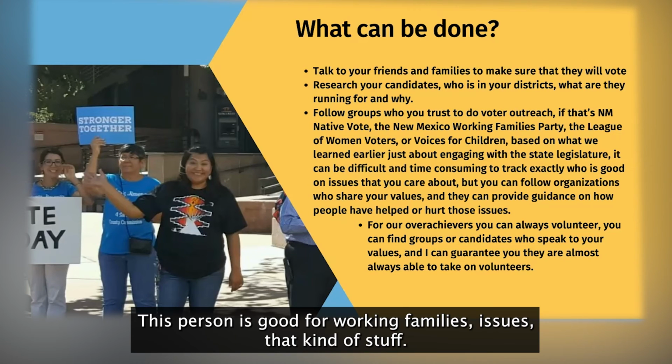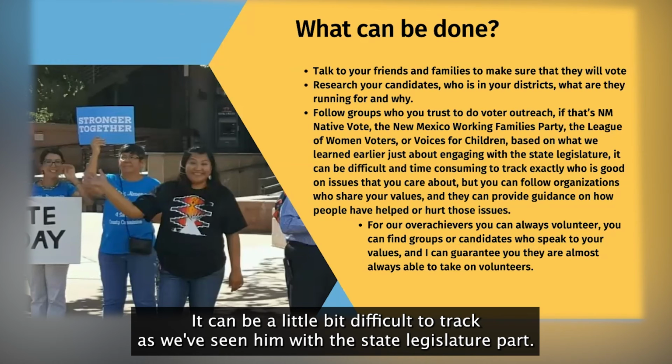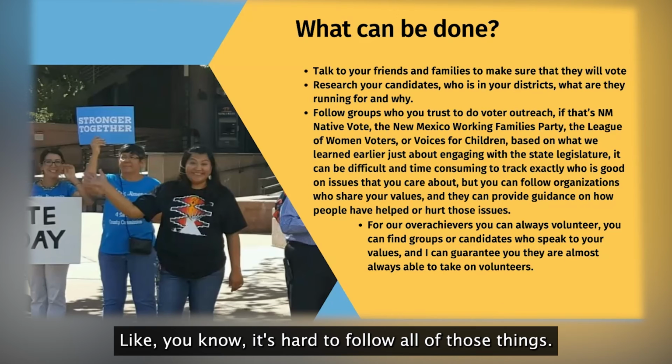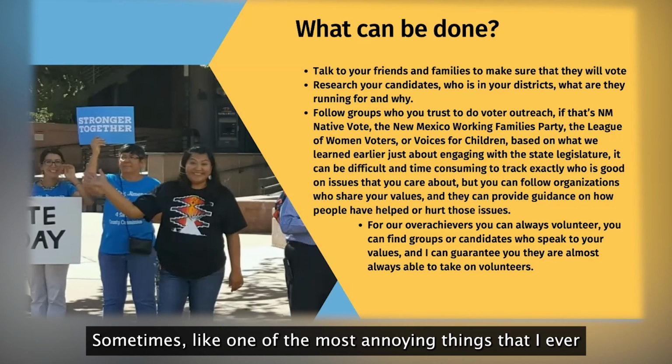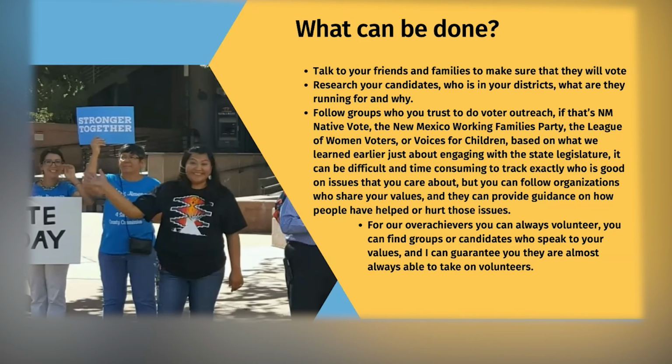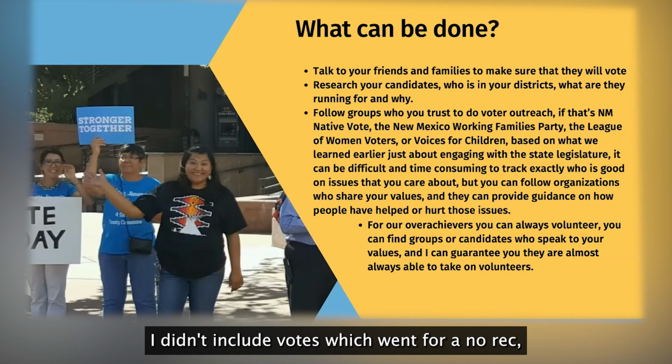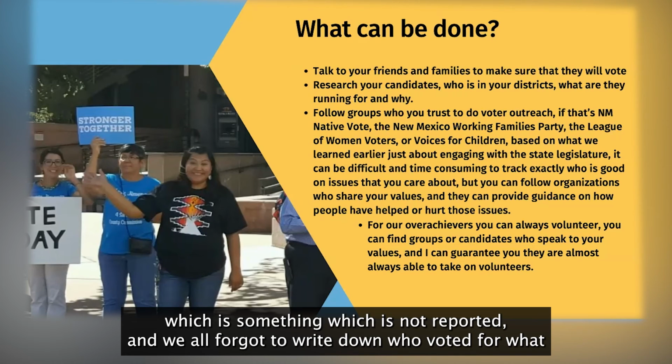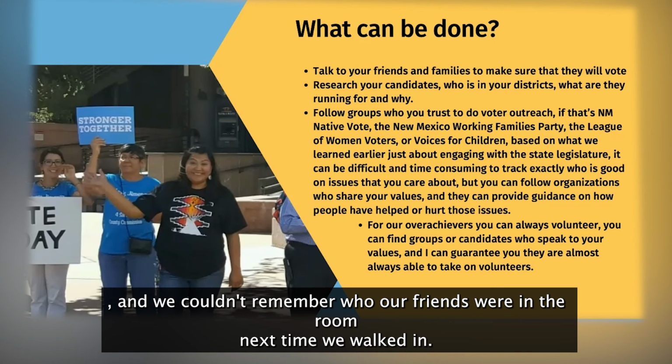This person is good for working families issues. That kind of stuff can be a little bit difficult to track, as we've seen with the state legislature. It's hard to follow all of those things. One of the most annoying things that I ever did was my first time working the state legislature. I didn't include votes which were for a no rec, which is something which is not reported. And we all forgot to write down who voted for what, and we couldn't remember who our friends were in the room next time we walked in.